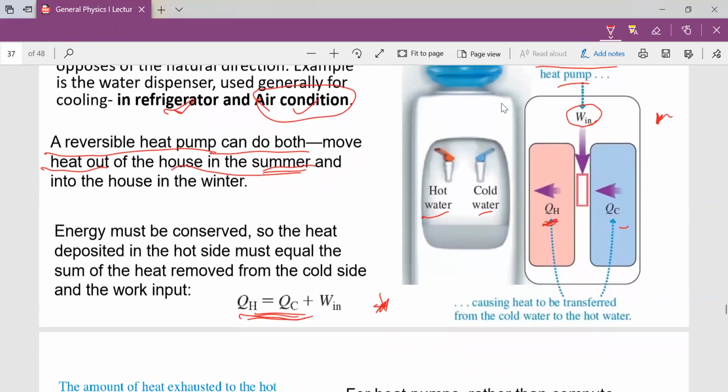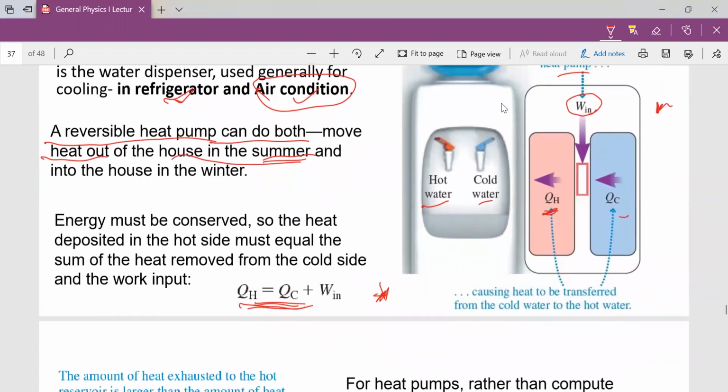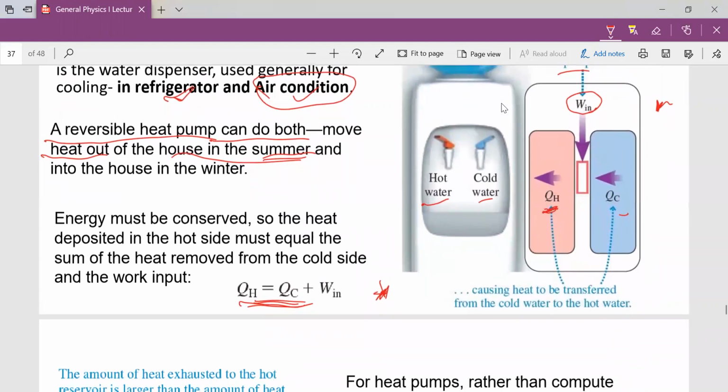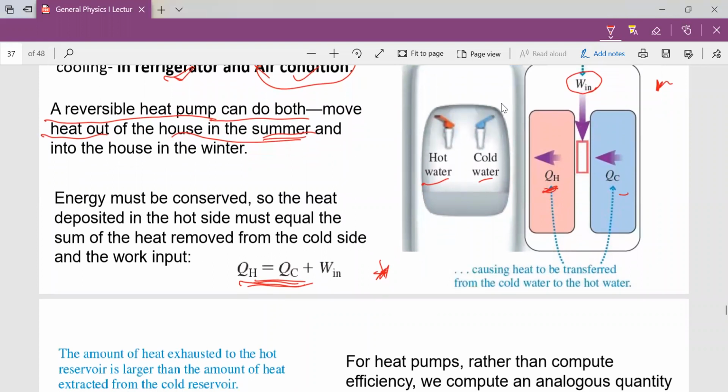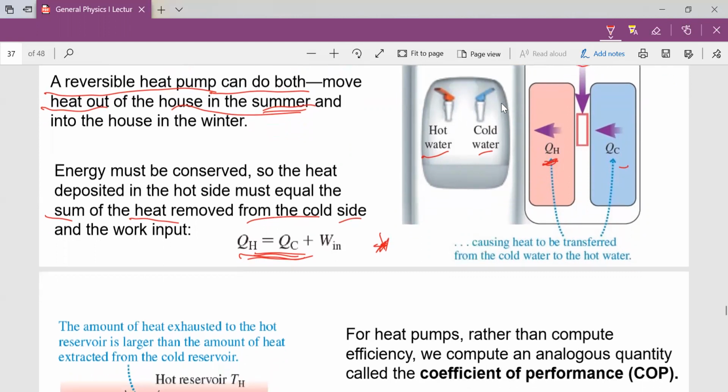Okay, so energy must be conserved in any system. Energy is neither lost nor created, but it can only change form. So the heat deposited in the hot side must be equal to the total sum of the heat that is removed from the cold side. So when something is cold and you are removing heat from it, guess what? Cooler. When something is cold, you are adding heat to it. It's going to get warm, right? So that's just the basic principle of cooling and heating up.